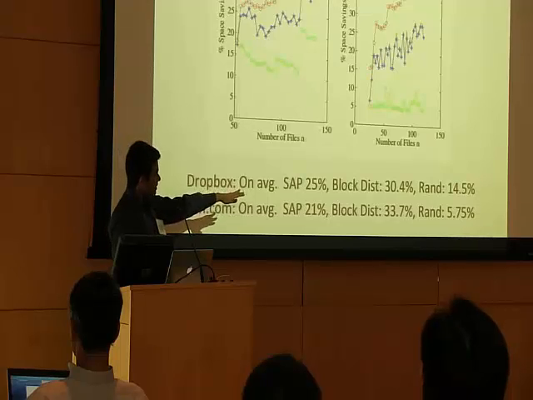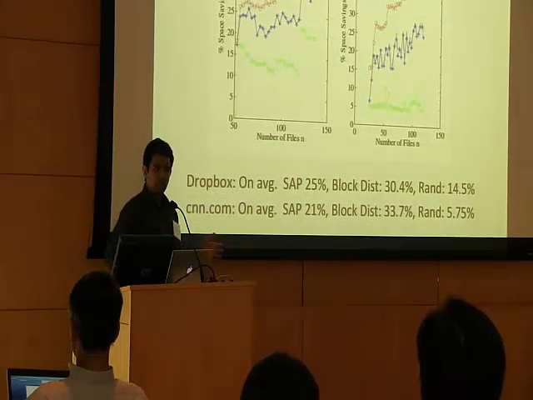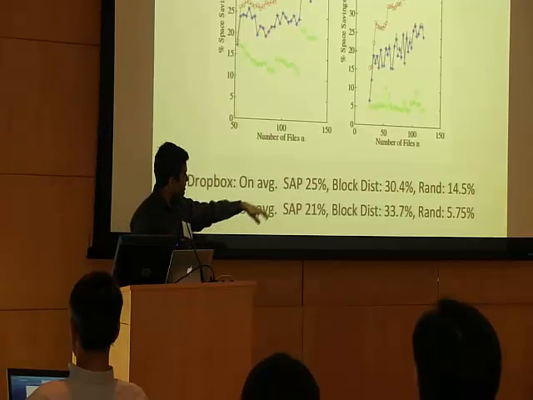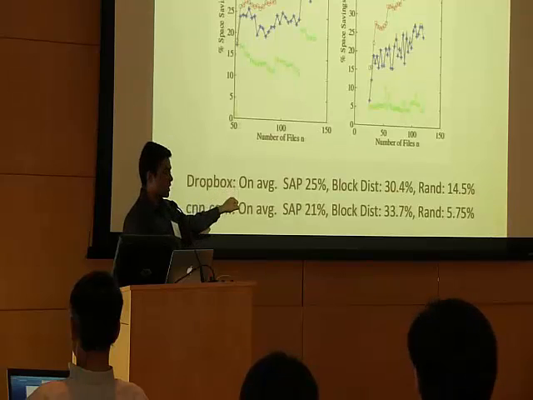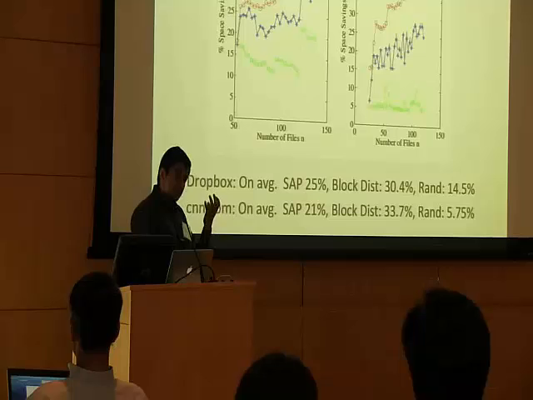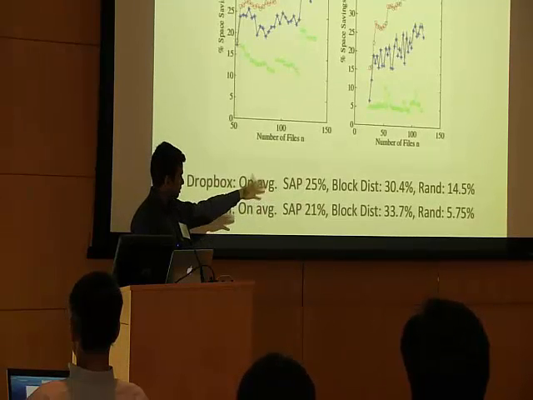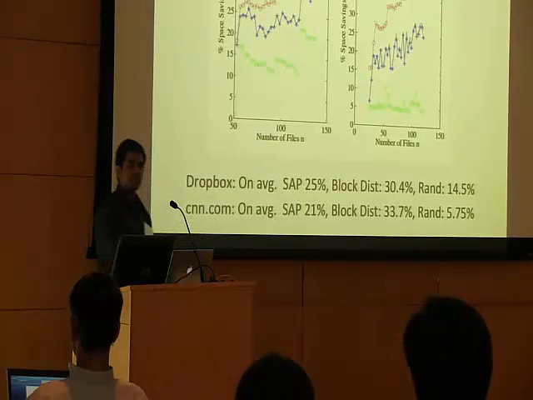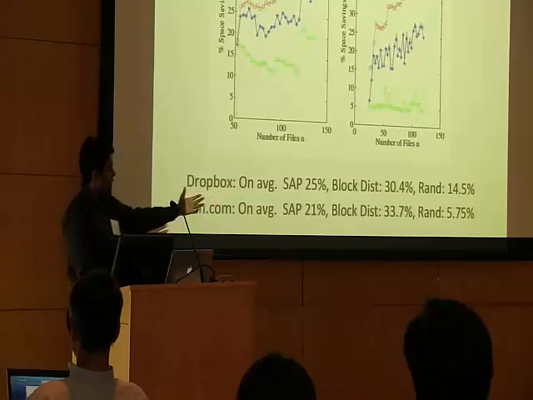The results on average say this, that on average we achieve 25% compression over the uncompressed set of files, whereas the randomized method achieves only 14.5% compression. So we are much better than the randomized method. The most optimal single server solution for this is 30%. So we are not that bad off as compared to the centralized solution. This was surprising to us, to know that we only incur this much of an overhead. The CNN results are even better.